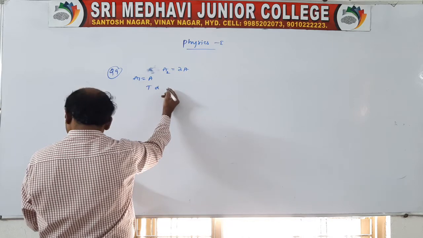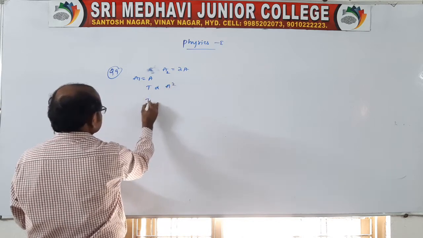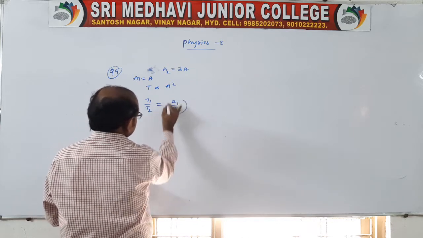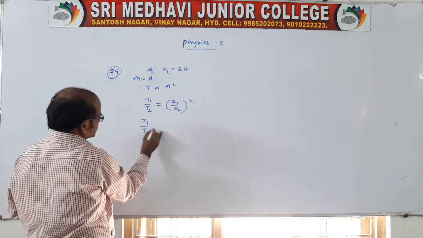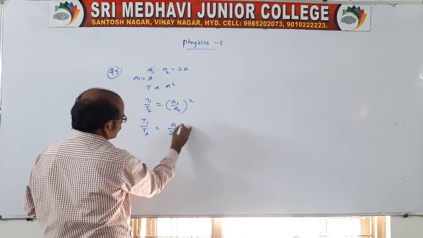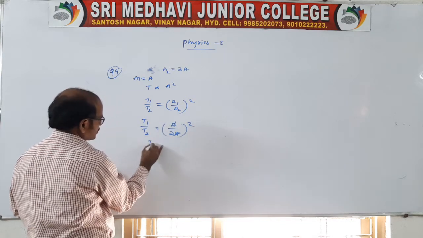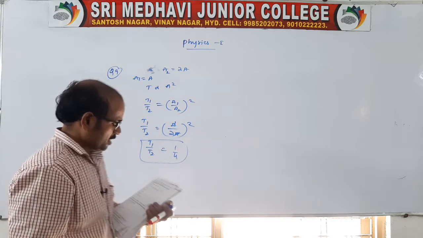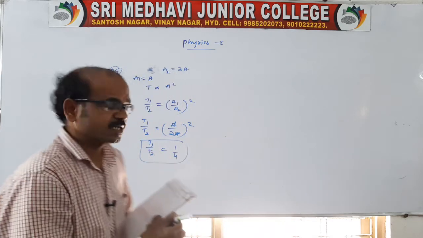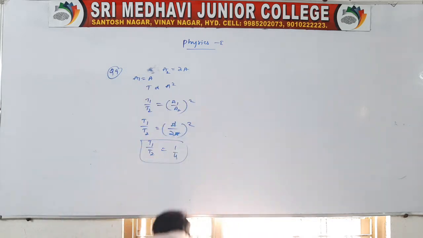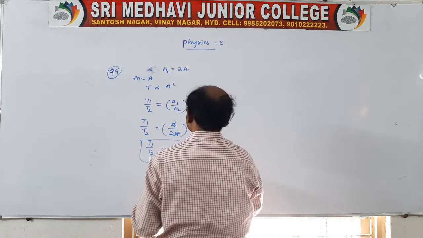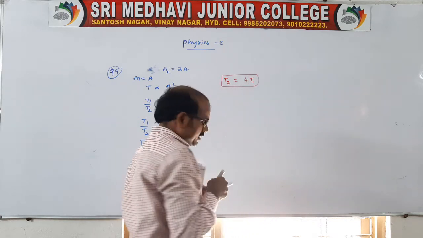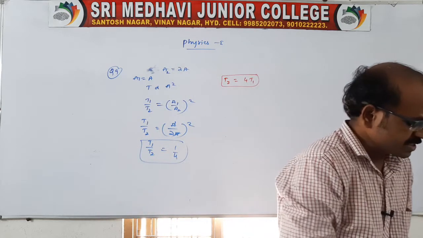Then total energy is directly proportional to A square, right? So T1 by T2, that is the total energies, is A1 by A2 whole square. So T1 by T2 is equal to A by 2A whole square. So this is cancelled. The ratio of total energy is 1 by 4. Clear? So that here we can take that the total energy T2 is equal to 4 into T1. So this is what is related to the total energies.